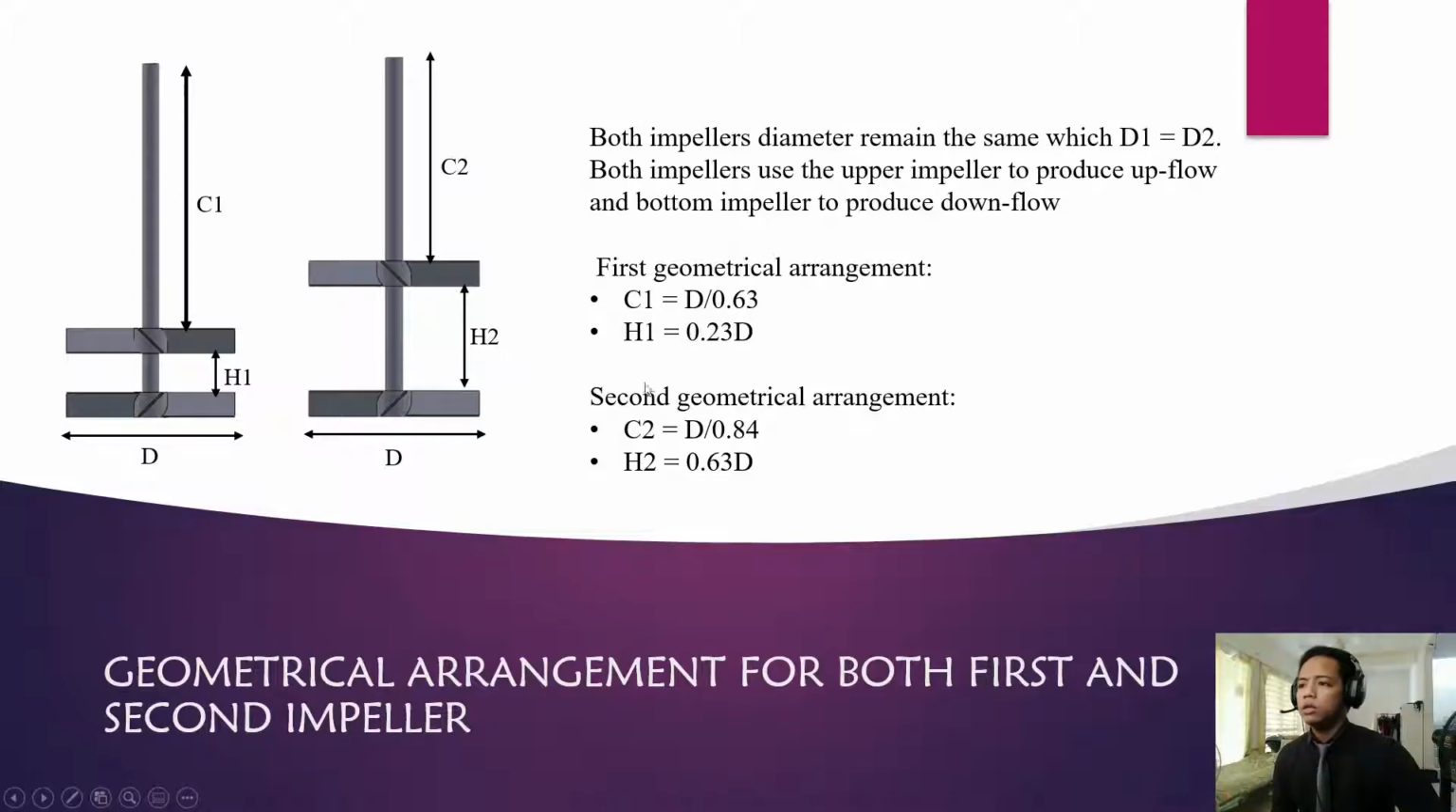0.63. The second geometrical arrangement, which is to improve the multi-stage impeller, the distance between impellers has been increased to 0.63 times the diameter. The distance between the upper impeller and the liquid height is the diameter divided by 0.84.